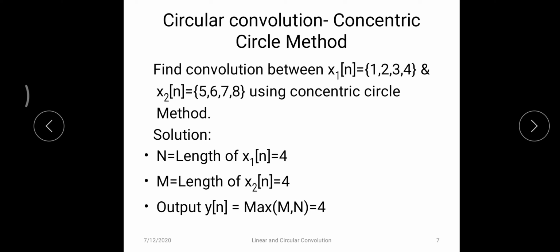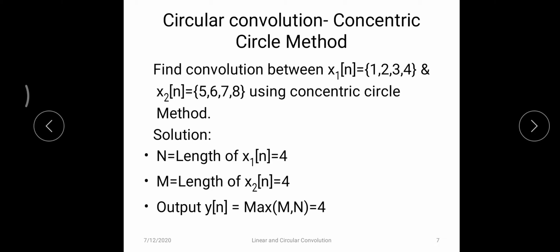Maybe in the case of linear convolution, we discussed that the number of samples in the output sequence is n plus m minus 1. But in the case of circular convolution, the output should have a maximum of m comma n number of samples. Here m and n are nothing but 4. Maximum of 4 comma 4 is once again 4. So once again your output is going to have 4 samples.